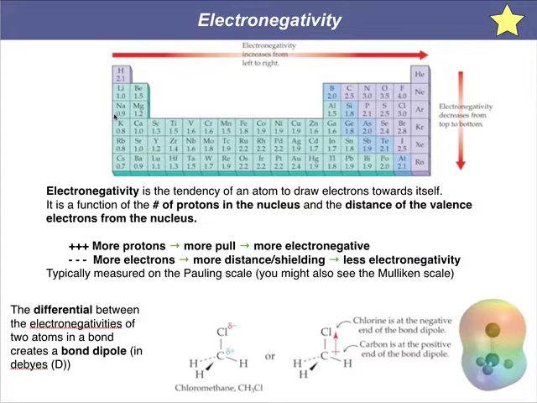Now, the difference in electronegativity, the differential between two atoms that are bonded to each other, will generate a dipole because one atom is pulling harder on the electrons in the bond than the other atom is. Take, for example, carbon and chlorine. Carbon's electronegativity on the Pauling scale is 2.5. Chlorine's electronegativity on the Pauling scale is 3. So there's a significant difference between carbon and chlorine, meaning chlorine's going to pull harder than carbon.